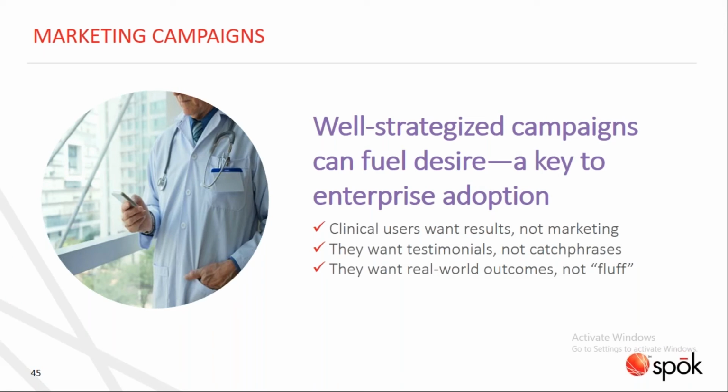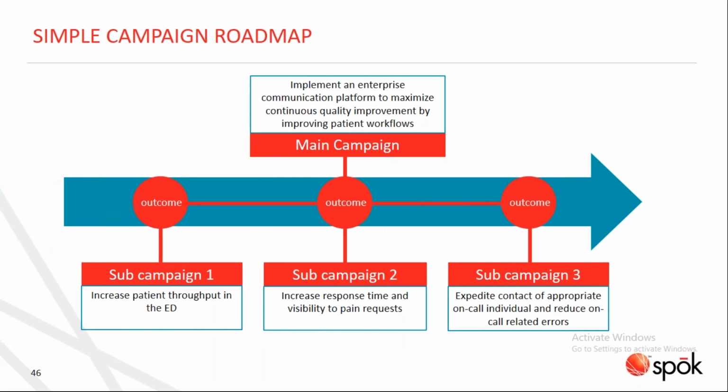So the key is to create campaigns that drive specifically toward results, testimonials, and real-world outcomes, as opposed to just putting a bunch of messages out there that don't have any proof points behind them. The idea is that you'd have an overarching campaign, tied to your overarching vision or mission. And then you have other sub-campaigns targeted towards specific areas.